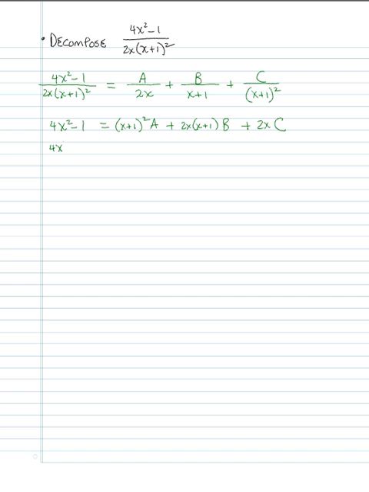And then we continue kind of like we did before. We would multiply this out. We'd get x squared plus 2x plus 1 times A. We'd multiply out here, we'd get 2x squared plus 2x times B. And of course here we have 2x times C.